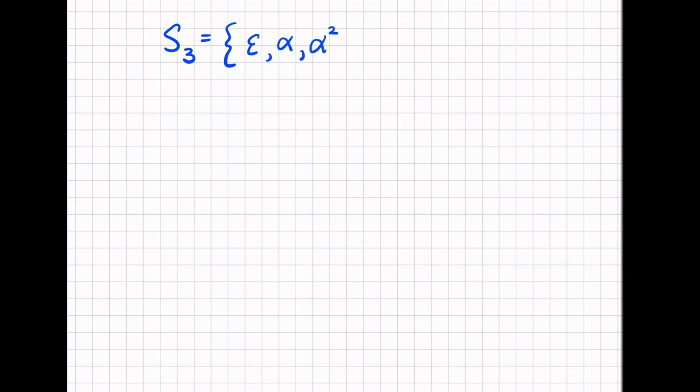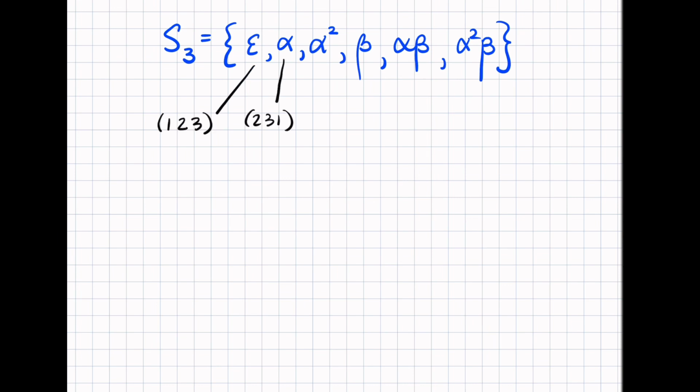So S3 consists of the elements E, the identity element, alpha, alpha squared, beta, alpha beta, and alpha squared beta. Any other combinations of these elements will return an element that already exists. And that's because there's only 6 possible permutations.